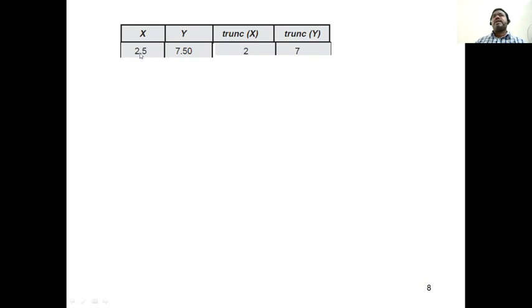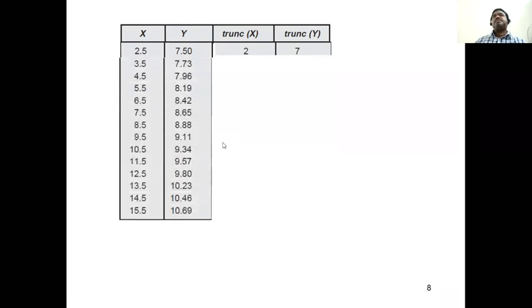Whatever be the value, you truncate it, rounding it to the nearest integer. In this case, truncation of 2.5 will become 2, and 7.5 will become 7. So your algorithm begins with 2, 7. You keep on increasing the iterations till you get the end point, and you have to truncate the point every time.